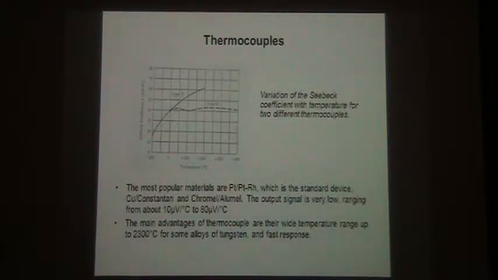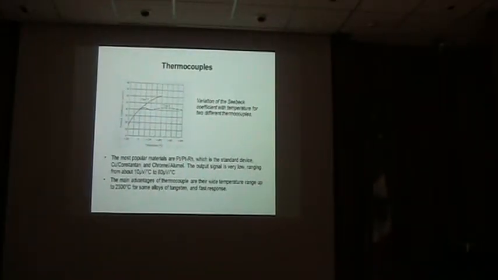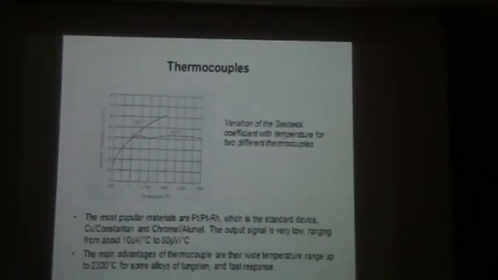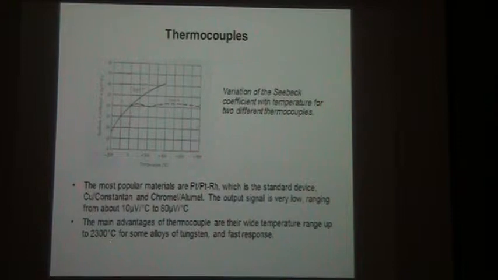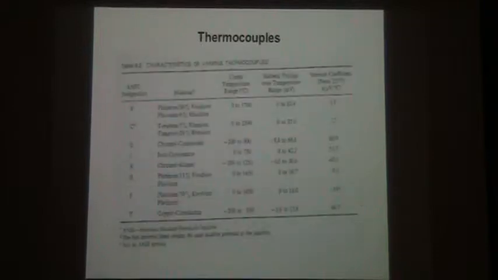Now, depending on the material used, we can select the right temperature range. We can do the job for temperatures around room temperature. We can do this for very high temperatures used by the steel industry, above 2000 degrees centigrade. So, for some alloys and plain tungsten, we can get a high temperature range and very good dynamic properties. Different combinations are used.